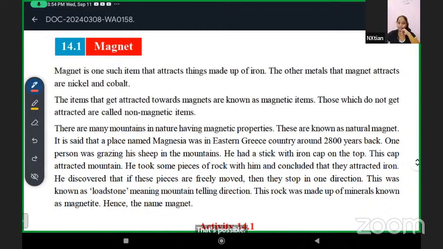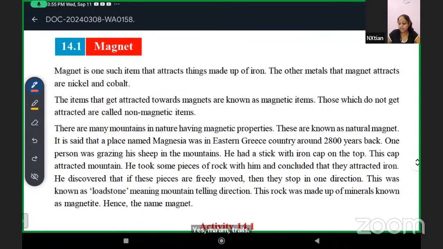Some magnets are very powerful. Some magnets are less powerful. Okay. Yeah. Now there are even trains that float and run on magnets. Trains. Yes, ma'am. Yes, that is right.